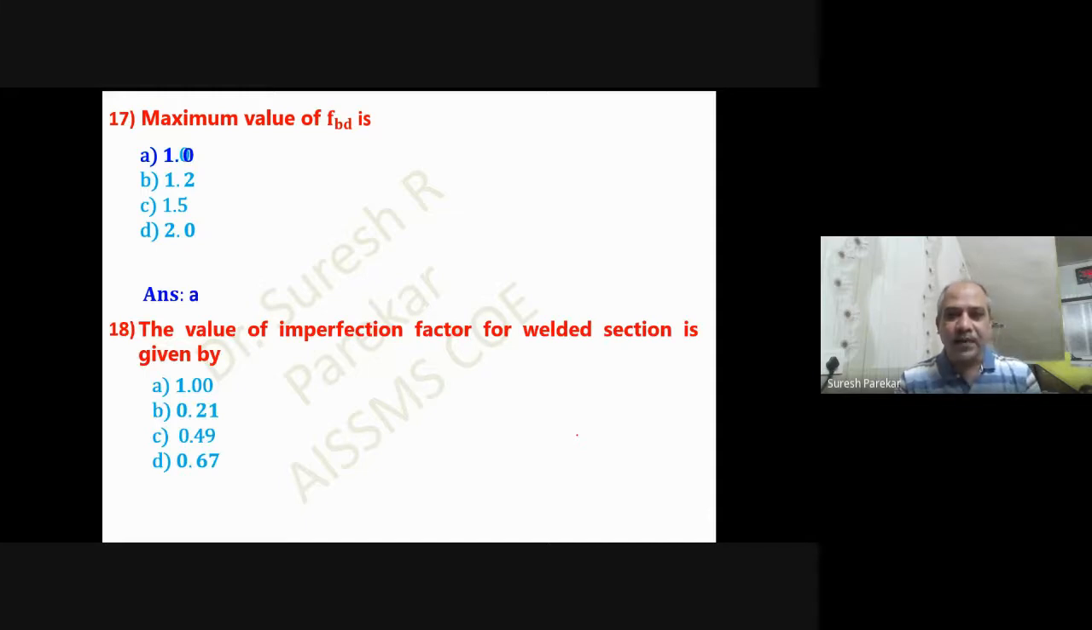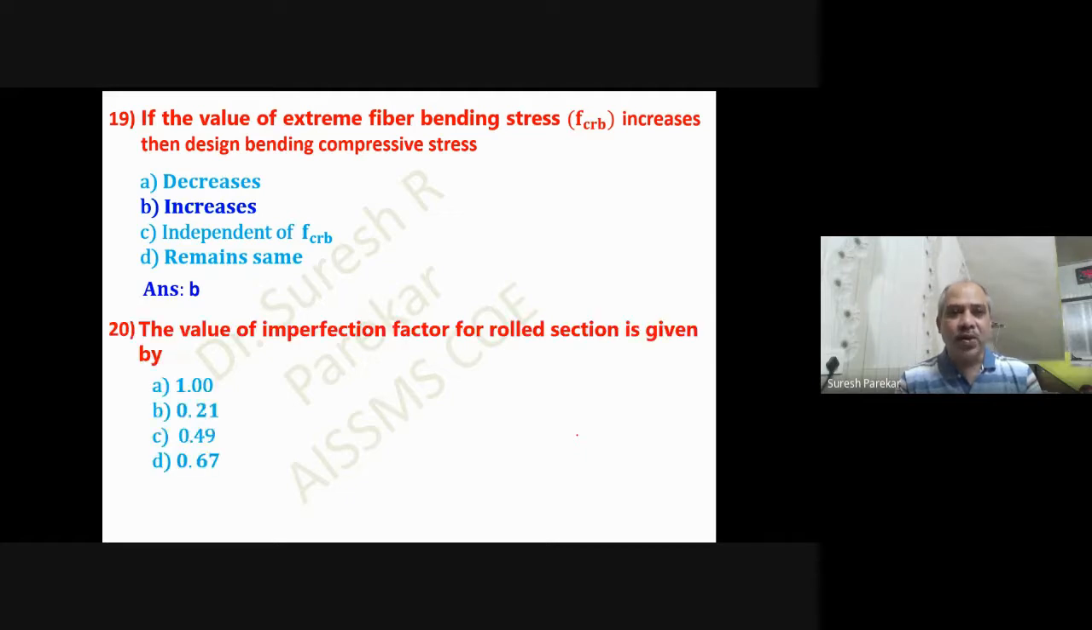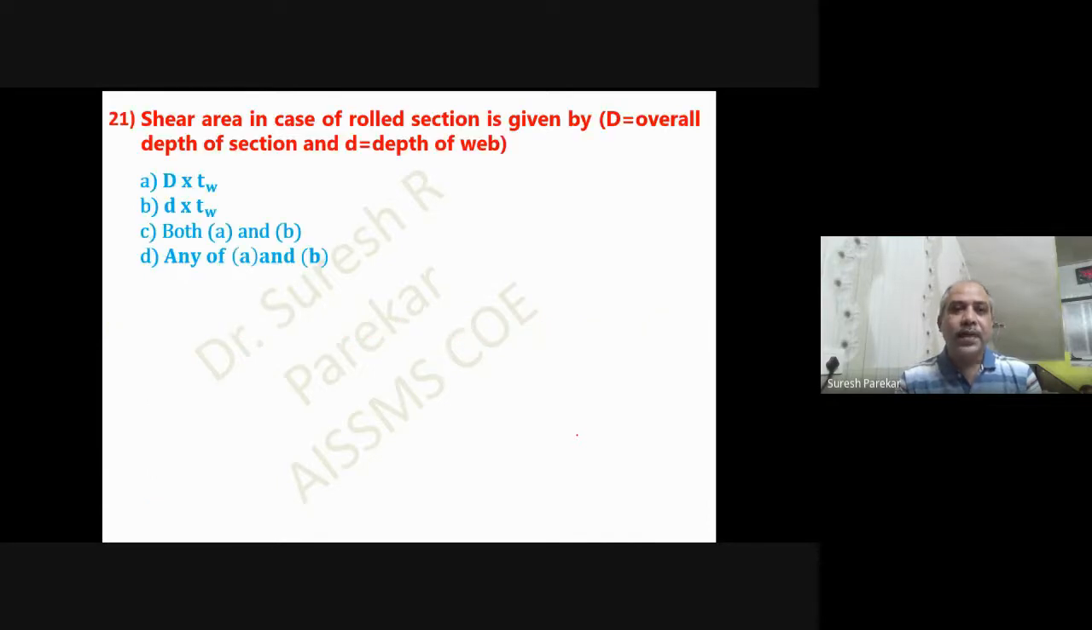The value of imperfection factor for welded section is 0.49. If the value of extreme fiber bending stress FCRB increases, then the design bending compressive stress also increases. If we go to table number 13, I think, we have these values for alpha LT, 0.21 and 0.49. The value of imperfection factor for rolled section: before this we had welded section, which is 0.49. Here we have 0.21.